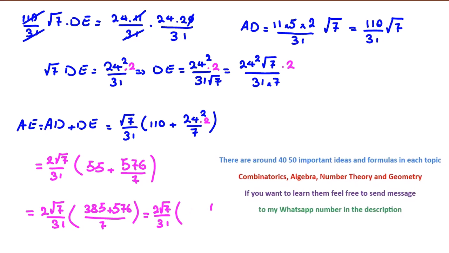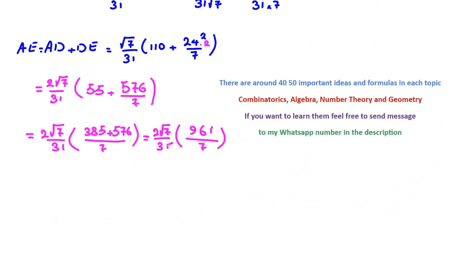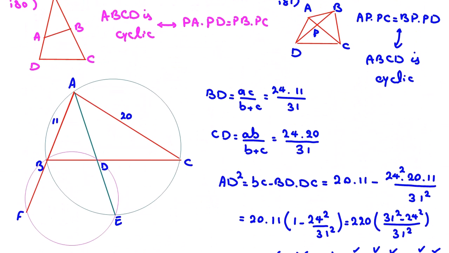We have 1, 1 plus 7, 8 plus 8, 16. We have 1, 5 plus 3, 8 plus 1, 9. 961 over 7. 961 is what? 31 squared. So we can cancel this one and this one. It will be 31. So it will be 2 times 31 root 7 over 7. Okay, it is AE.